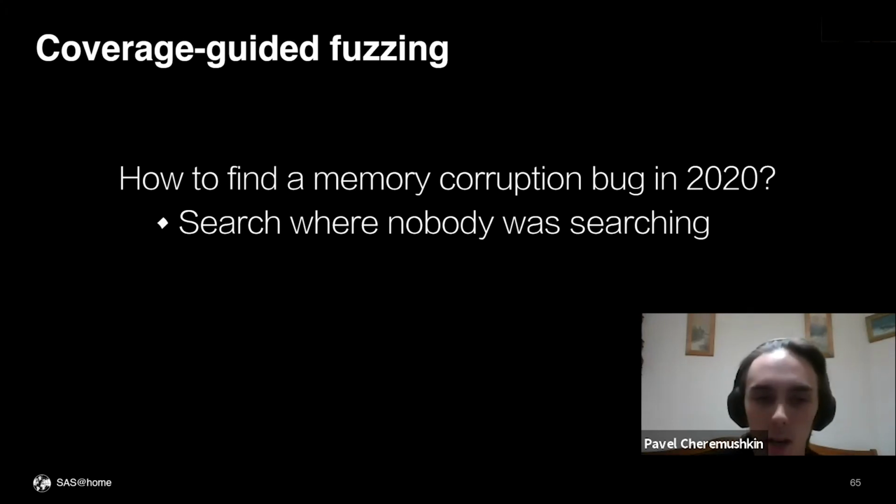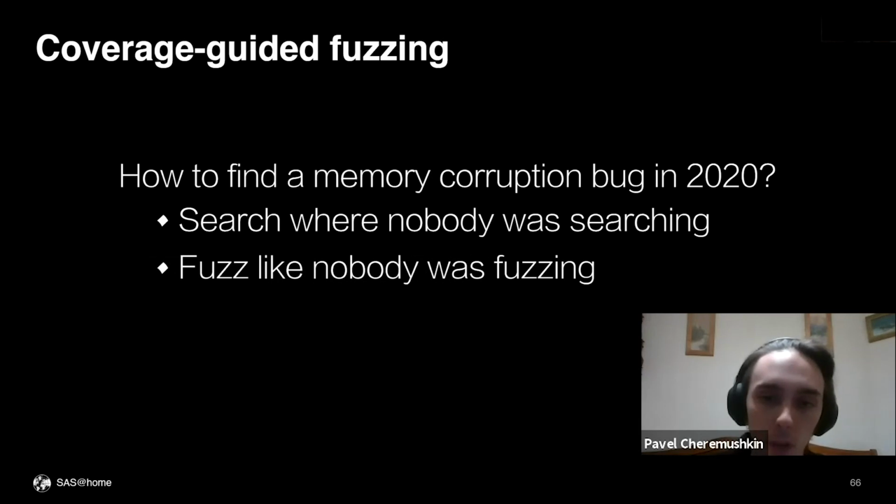I have two common strategies when I try to secure software. Normally, if I would like to utilize fuzzing to discover bugs in software, I try to use these two strategies. The first one is: search where nobody was searching. As an example, I have already told you that this summer I discovered 2 bugs inside VirtualBox, and this place was obviously searched by many security engineers.